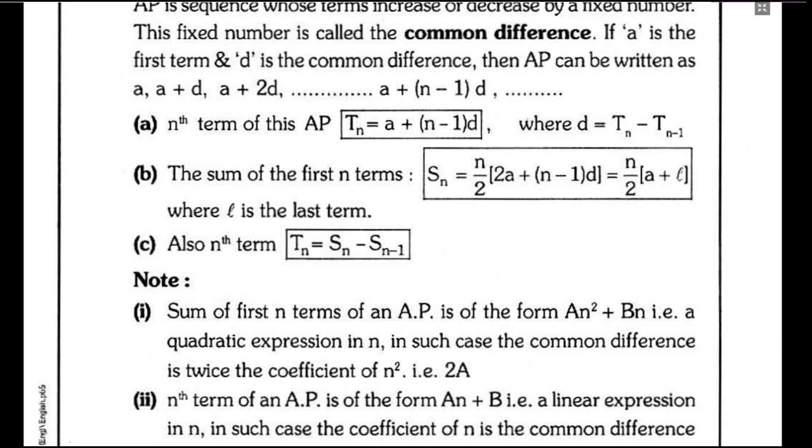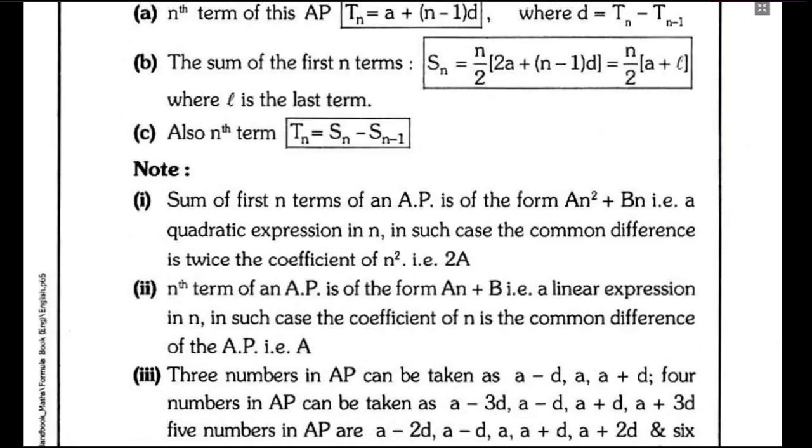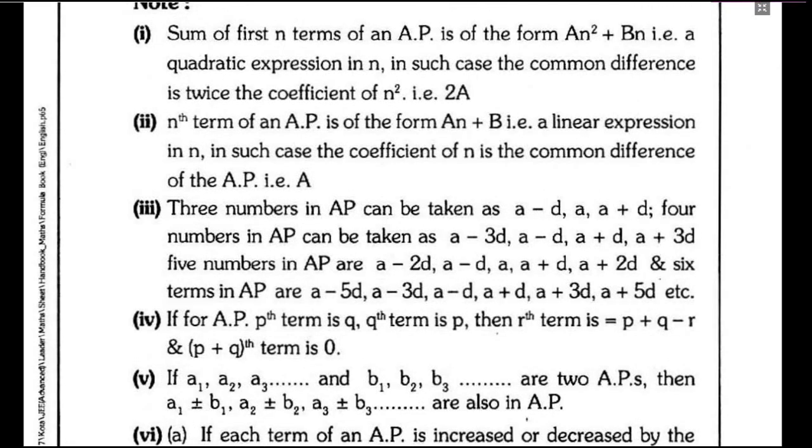The sum of the first n terms of AP is given by Sn equal to n by 2 times (2a plus (n minus 1) into d), which is also equal to n by 2 times (a plus l), where l is the last term. Also, the nth term, if you want to find with the help of sum, is Tn equal to Sn minus Sn minus 1. Note, sum of first n terms of an AP is of the form an square plus bn, that is a quadratic expression in n.